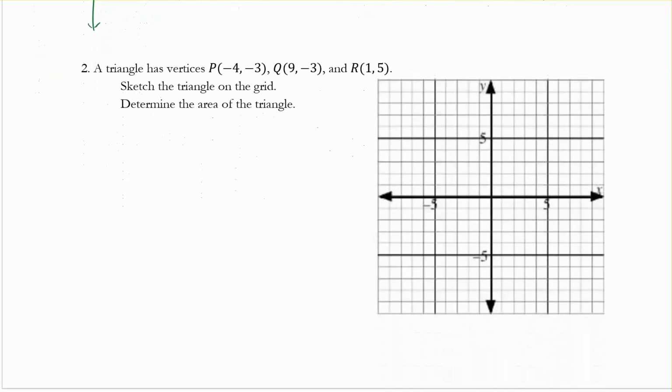So if we move on down, it says a triangle has vertices at P. Yeah. Let's sketch a triangle on the grid. Determine the area of the triangle.